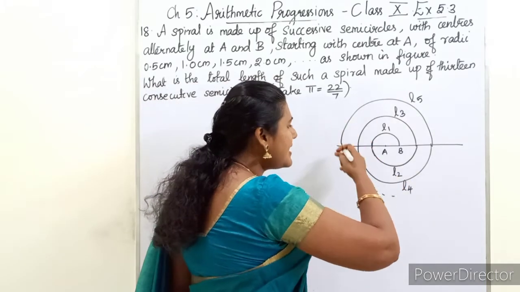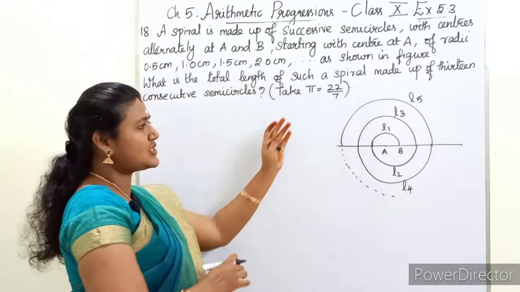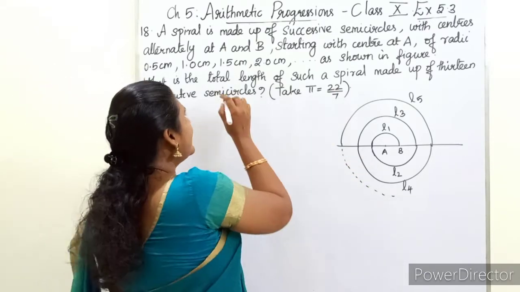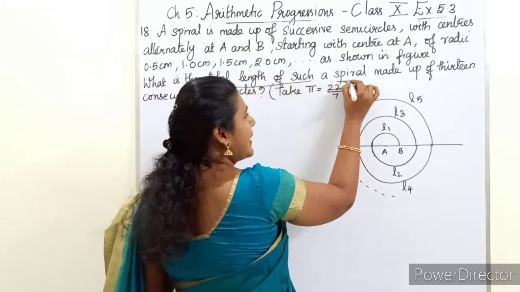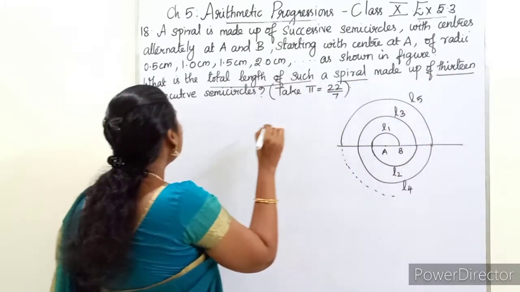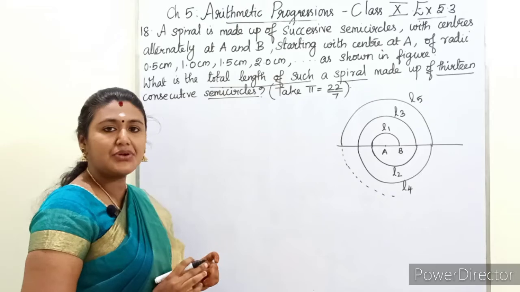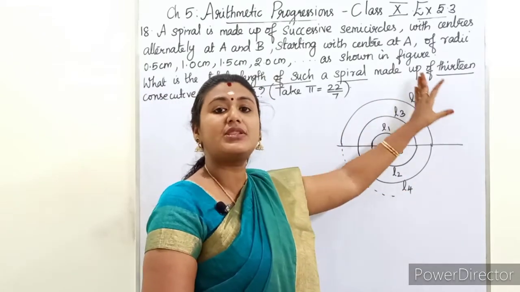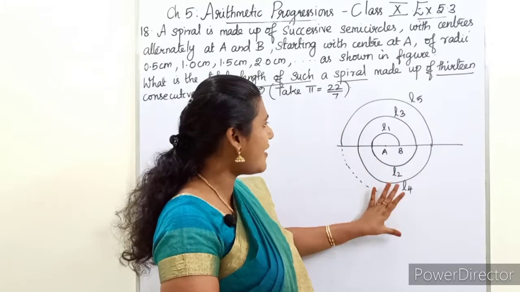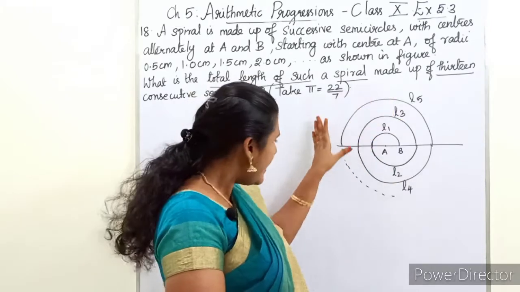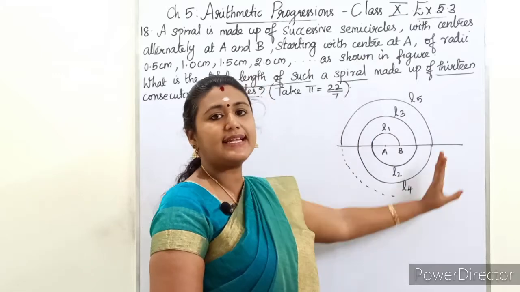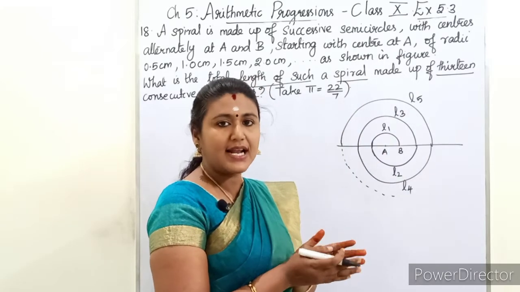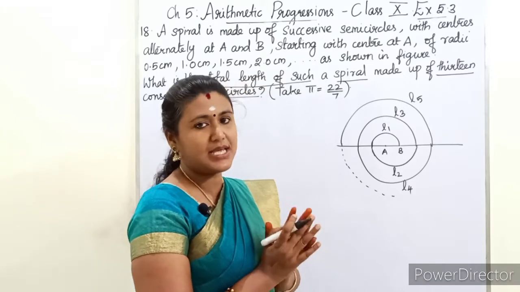So the spiral consists of such semicircles, and our question is to find the total length of the spiral made up of 13 semicircles. Here we have drawn only 5 semicircles. If it continues like this, we will get 13 semicircles. So what is the length of the spiral consisting of 13 semicircles?